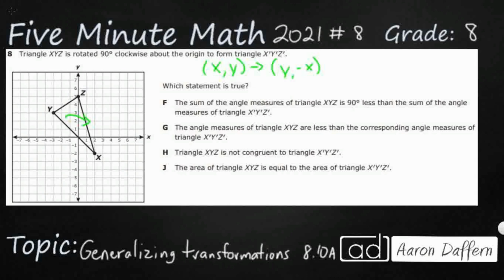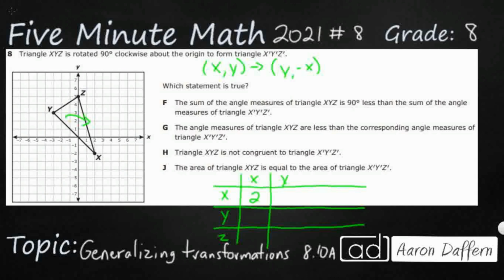So let's see what that actually looks like. I'm going to take my x, y, and z coordinates and put them on this table here. It's kind of confusing when your actual points are labeled x, y, z. X is going to be (2, -2). Y is (-3, 3). And then Z is (0, 5).